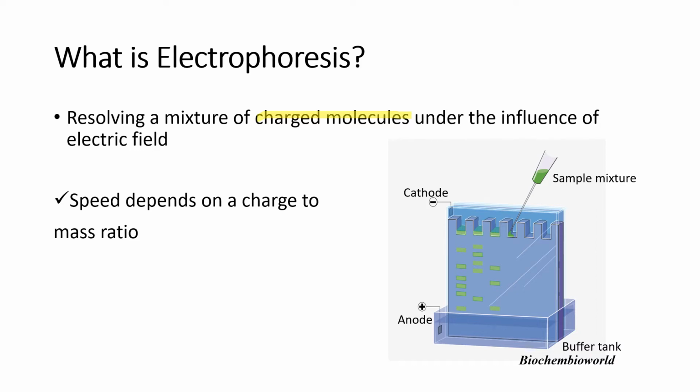Charged molecules in an electric field move, or we can say migrate, at a speed which is determined by a ratio, that is the charge to mass ratio. That is, the speed of that charged molecule during this resolution using an electric field depends on the charge to mass ratio.